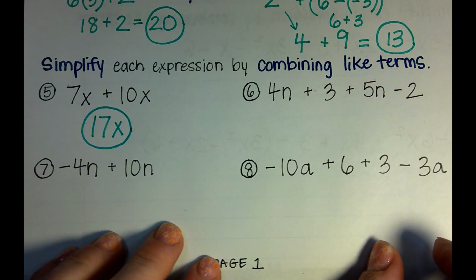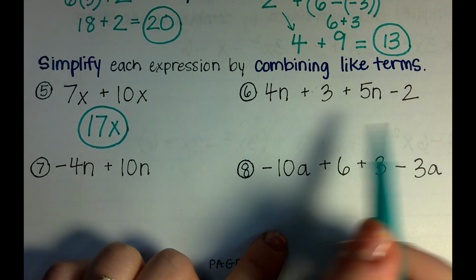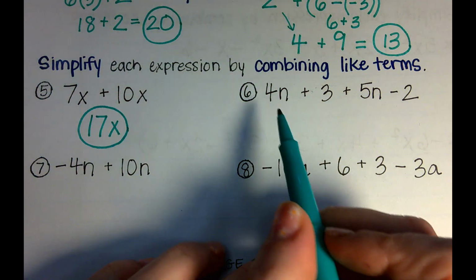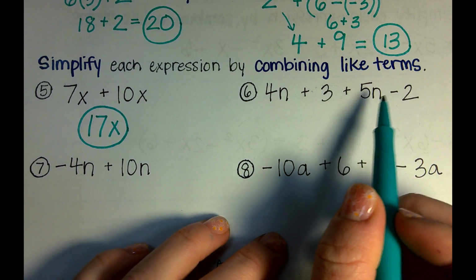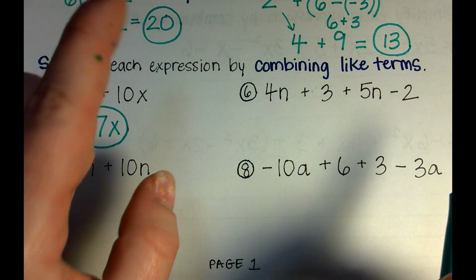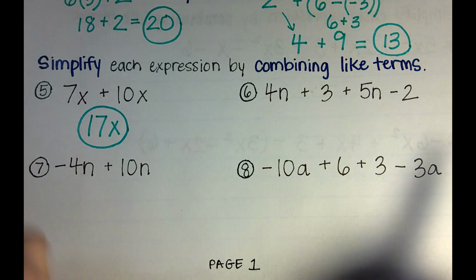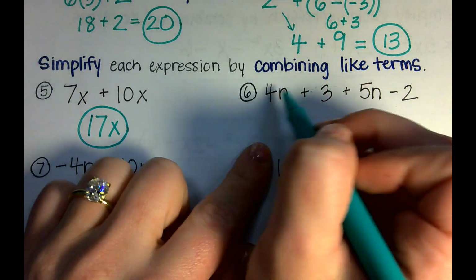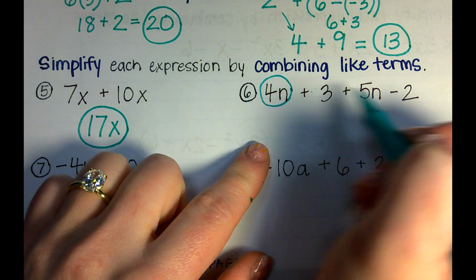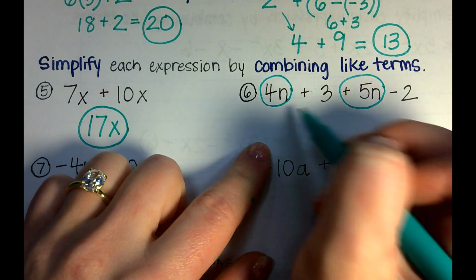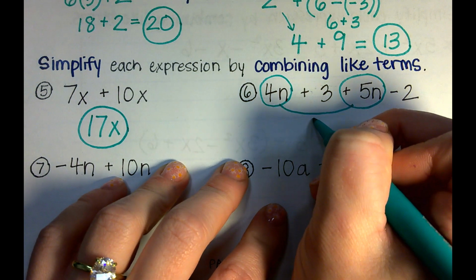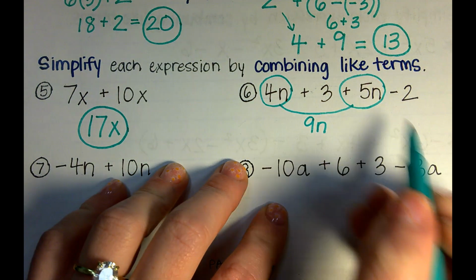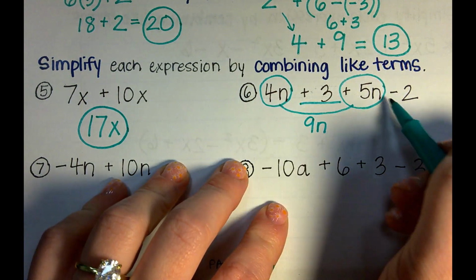Okay. Number 6. This one's a little bit more complicated. I have 4n plus 3 plus 5n minus 2. So which of these terms are like terms? 4n, 5n. Good. So 4n plus 5n, these go together. 9n. And then we've got 3 and negative 2.